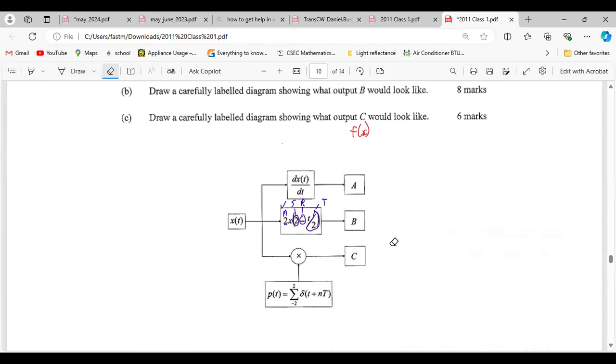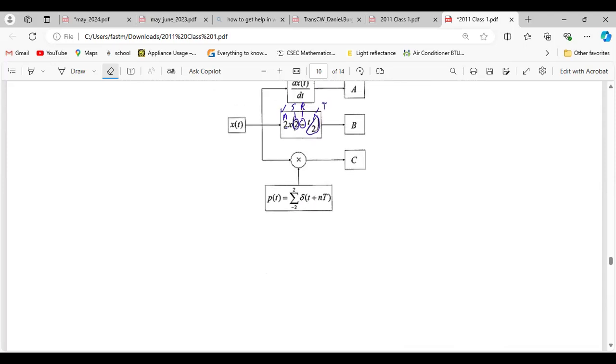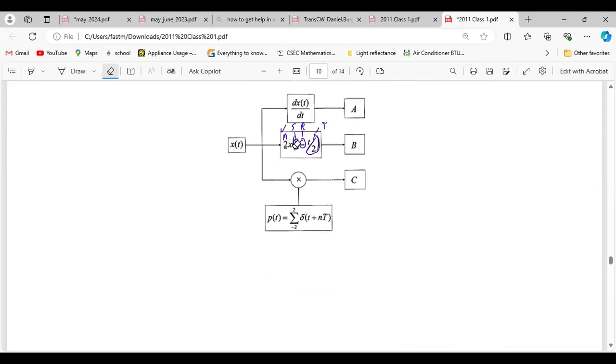The next thing we have to do is the time reversal. The time reversal is just going to flip, rotating 180 degrees. The end will become the beginning. It just inverts. That's a time reversal. And then you shift it by 2. In this case, it'll be plus 2, so that means it will shift to the left.